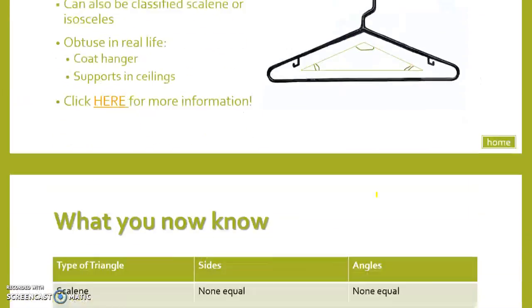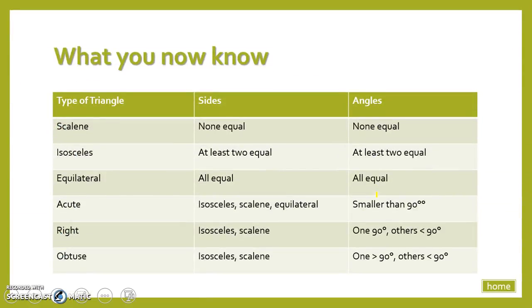Okay, so now this is just a little review of what you know. We'll go over all the triangles we just talked about. We have our scalene triangles, where no sides are equal and no angles are equal. We have our isosceles triangles, where at least two sides are equal and at least two angles are equal. And then our equilateral, where equi- means that all our sides and all our angles are equal.